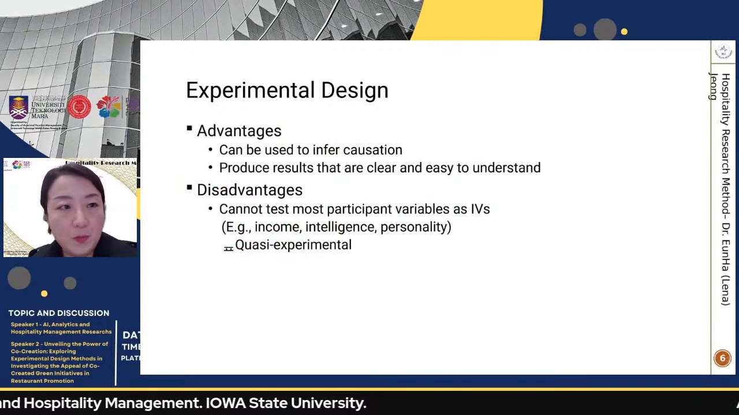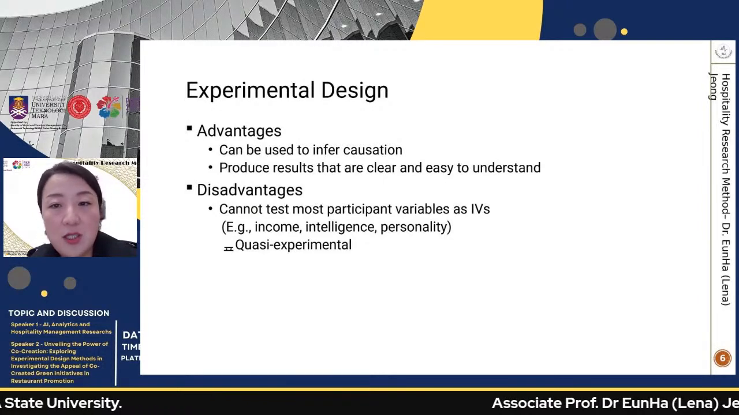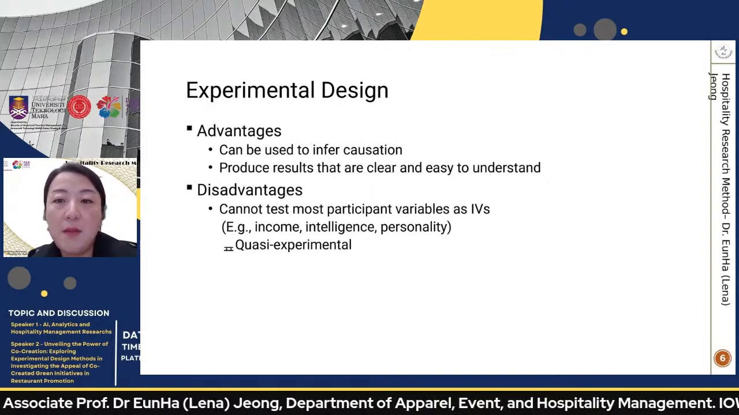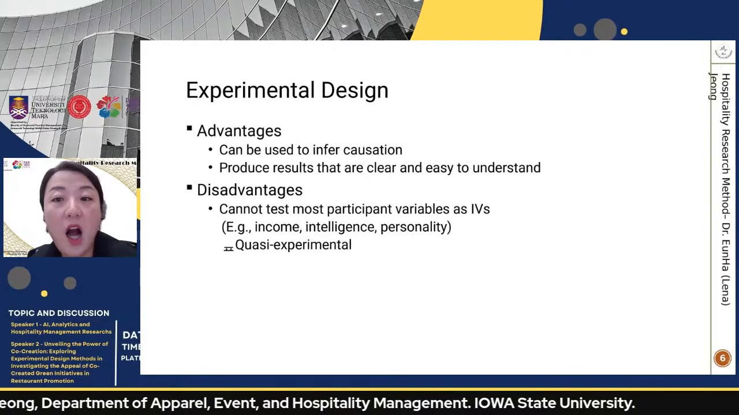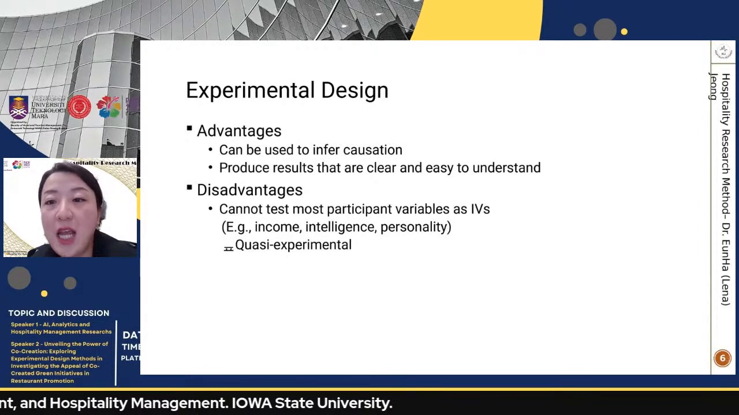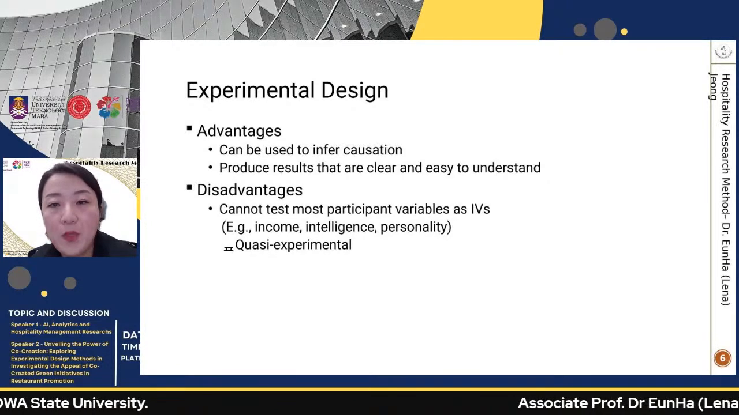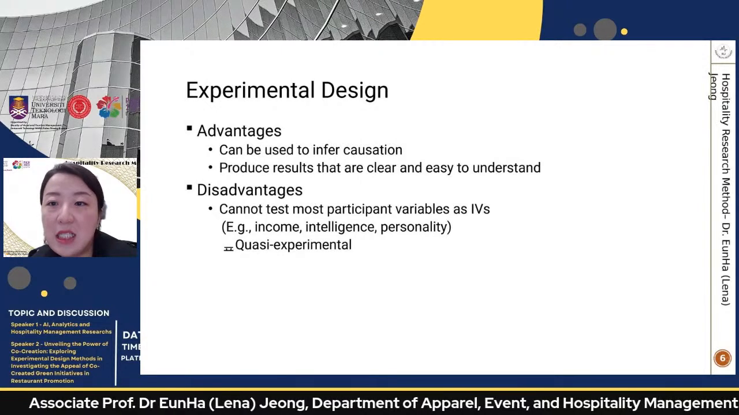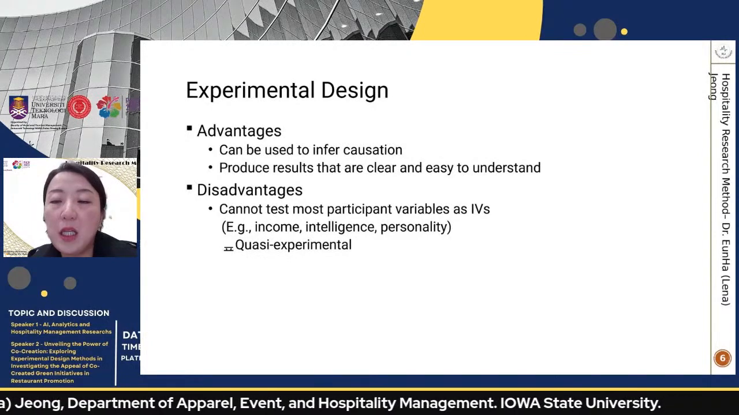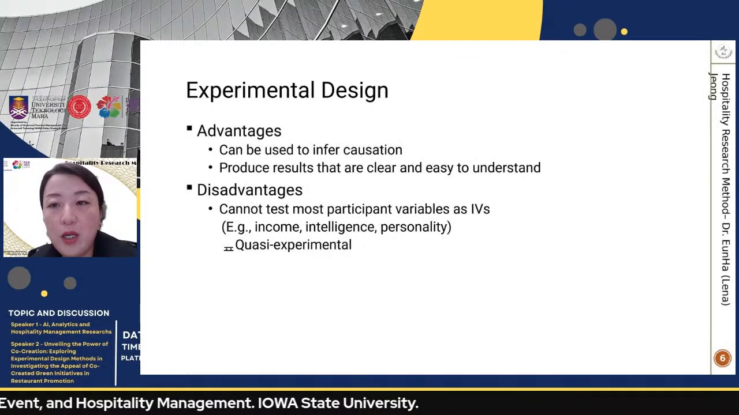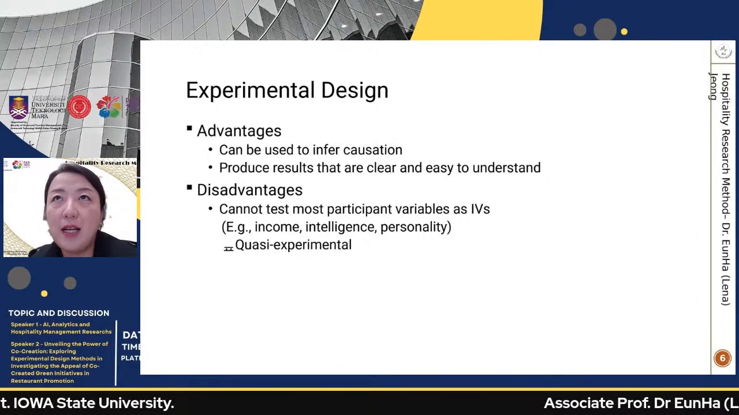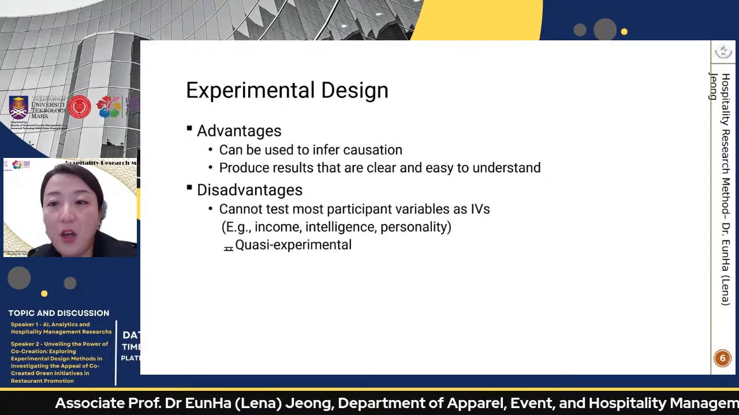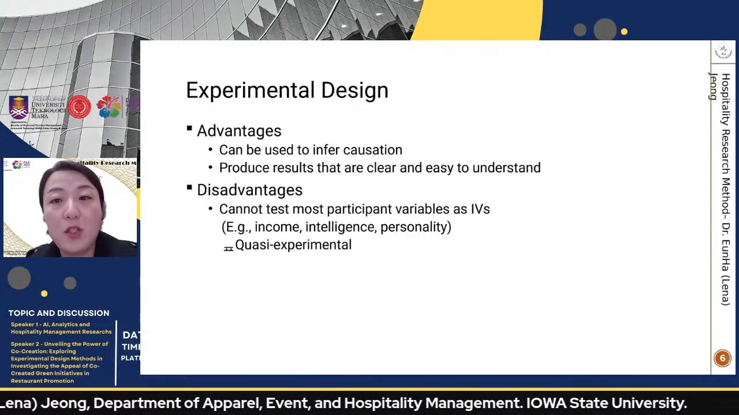And the next slide, please. So let's talk about the advantages and disadvantages of using experimental design as a research method. The advantage is, like I mentioned, you can use this method to test cause and effect relationships, meaning that you can infer causation for the variables you're interested in. It can also produce results that are clear and easy to understand. The statistical analysis after this experimental design, I'll explain it later, is very easy to understand and straightforward. If you design this very clearly, the interpretation of the results is not very difficult. That's a really good part of experimental design studies.